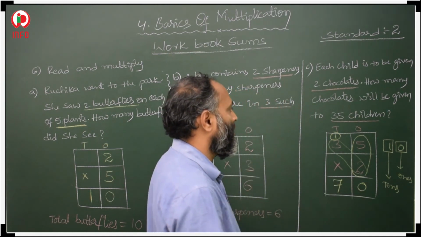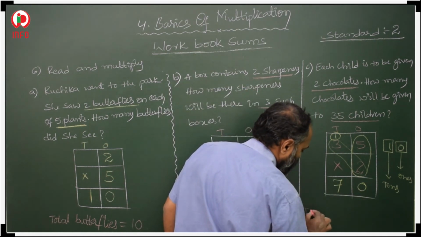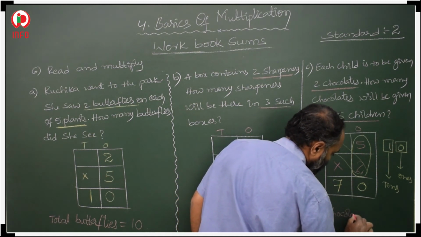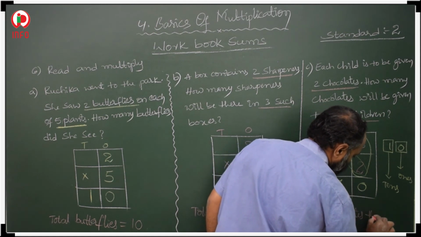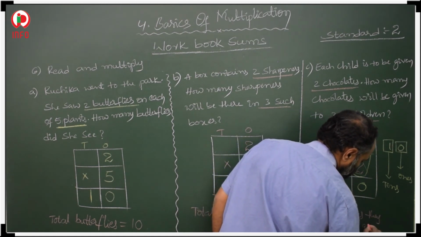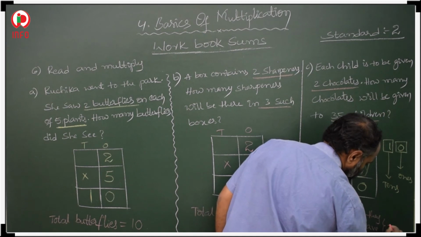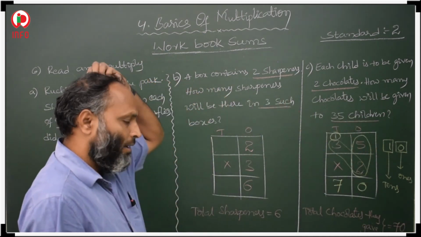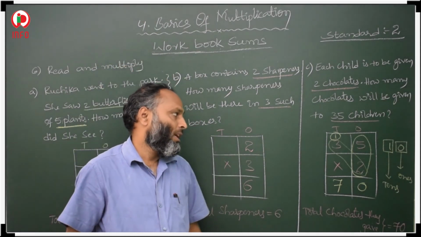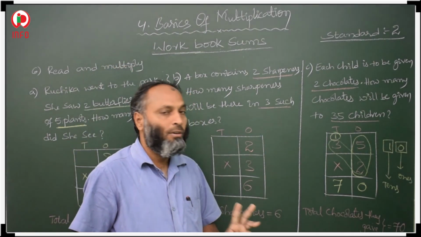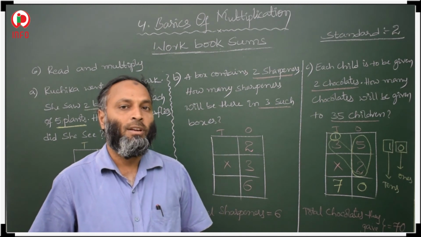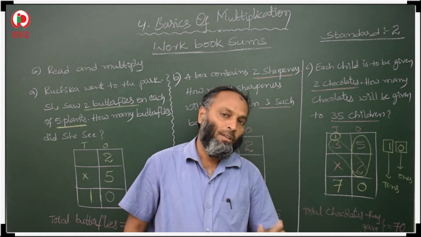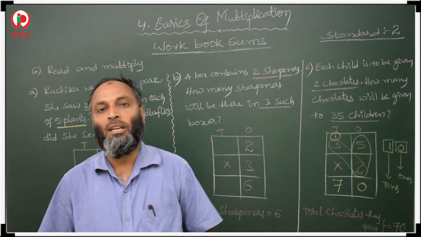How many chocolates did they give? Total chocolates is equal to 70 chocolates. So if each child got 2 chocolates, then total 35 children got 70 chocolates. It means they gave 70 chocolates to all 35 students.